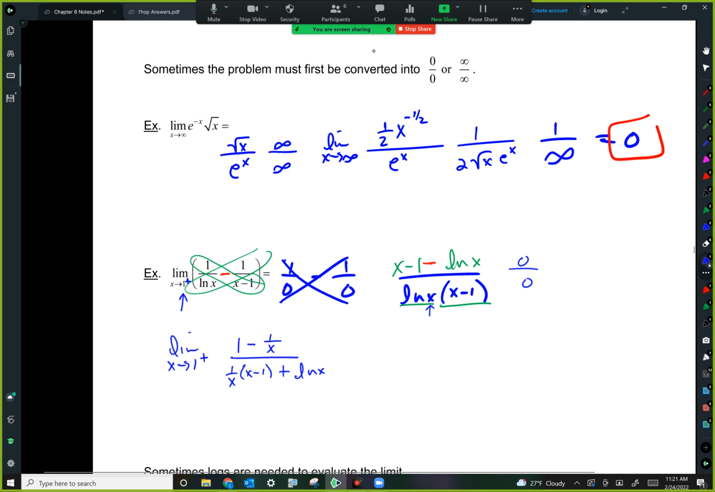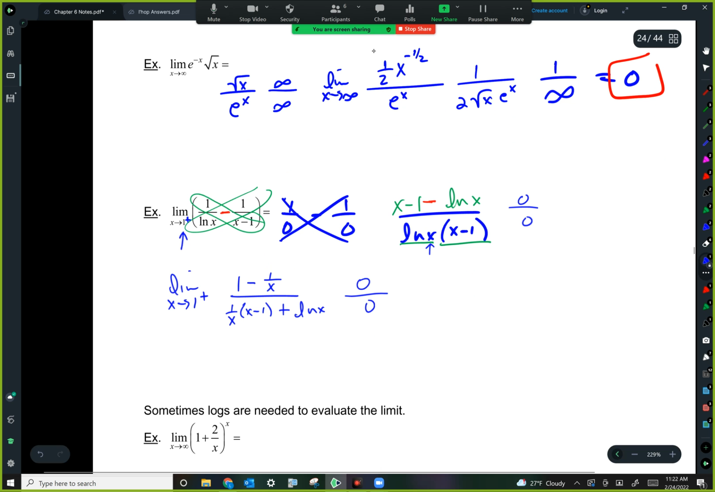Okay? So if I plug in a 1, on top I'm going to have 0. And you're like, oh no, wait a minute. On the bottom, if I plug in a 1, I'm going to have what? 1 times 0 plus 0 is 0. Oh no, does that mean I have to do L'Hospital's rule again? Yes.